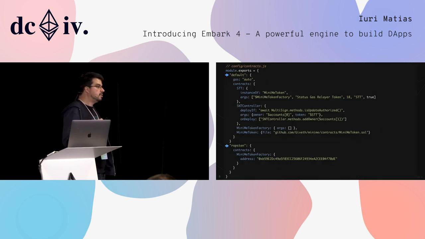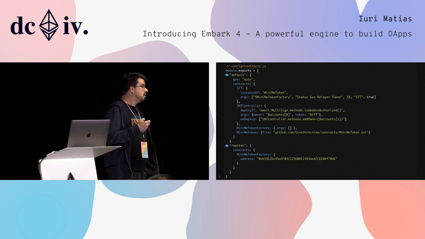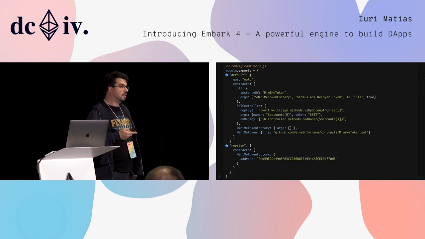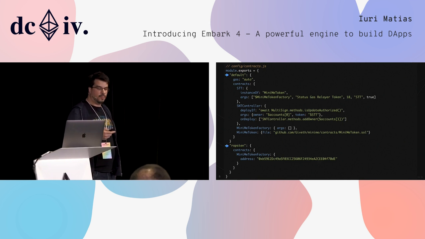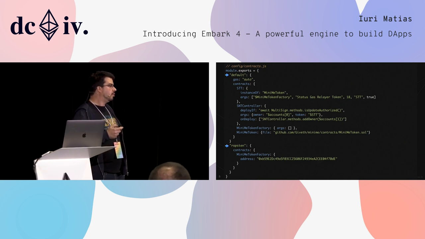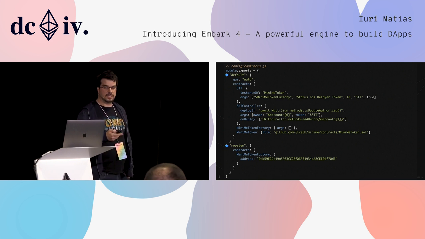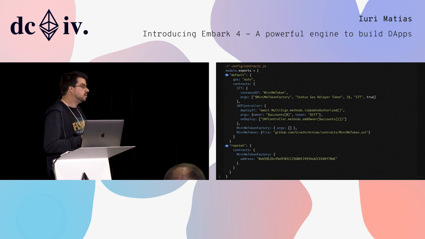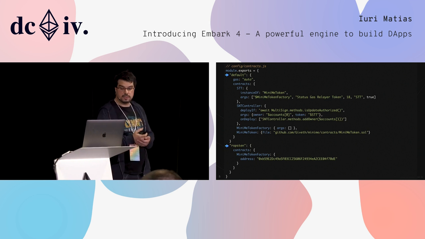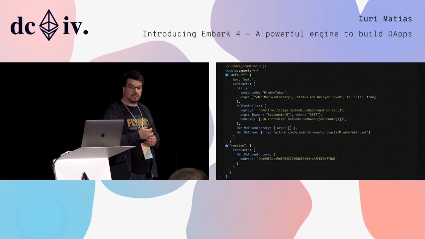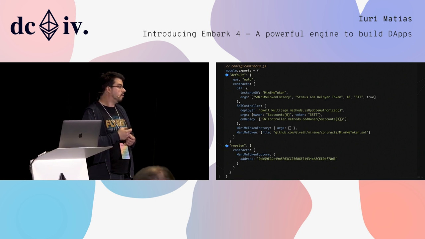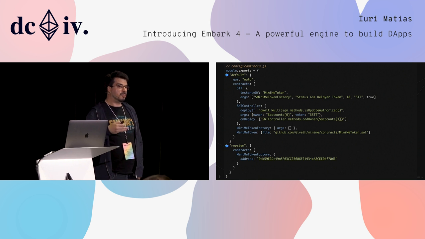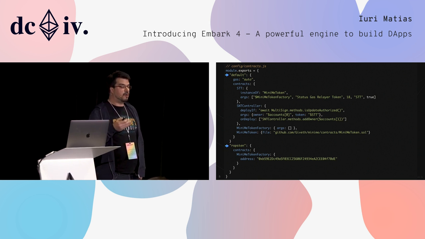So Status uses Embark extensively internally for dApps and smart contracts. This is a more or less real example. I modified a lot for the purposes of this presentation. But the first thing is that there are environments. So there's the special default environment, which is a sort of environment that applies to every other environment. And then you can override in a specific environment any particular configurations that you might need.